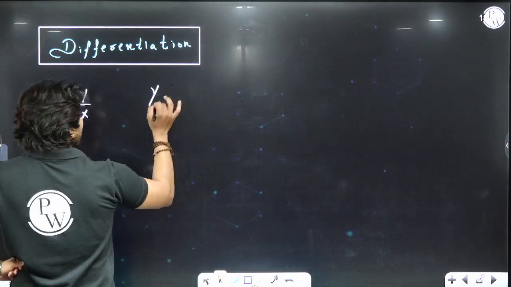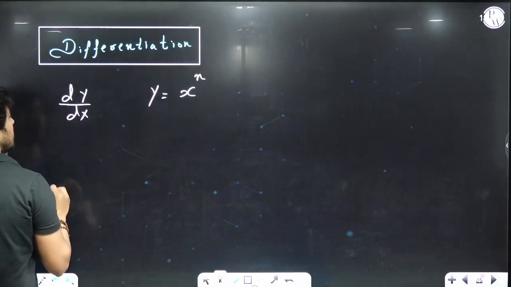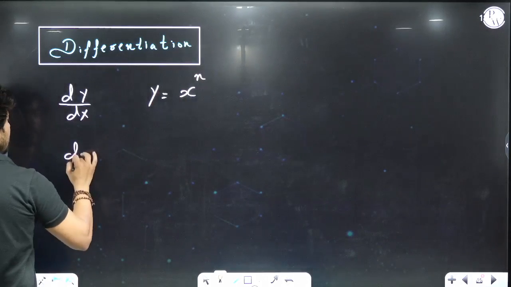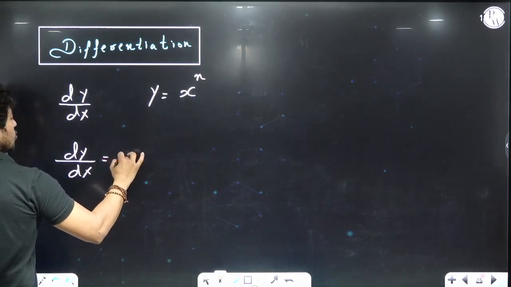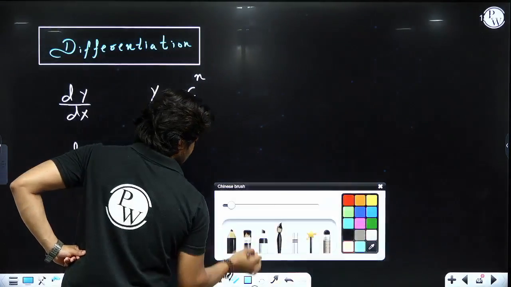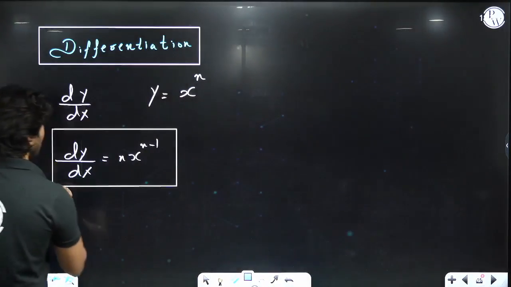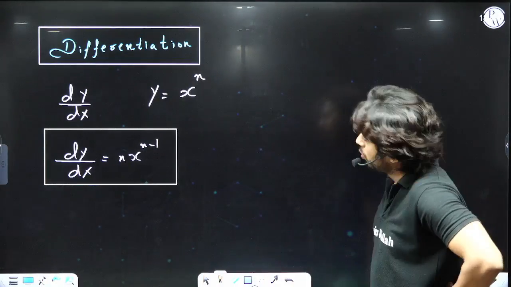Now, if y has been given to you as a general function x to the power n, what is the dy by dx going to be? The dy by dx is going to be n into x to the power n minus 1. We know this. Okay, fine, cool.